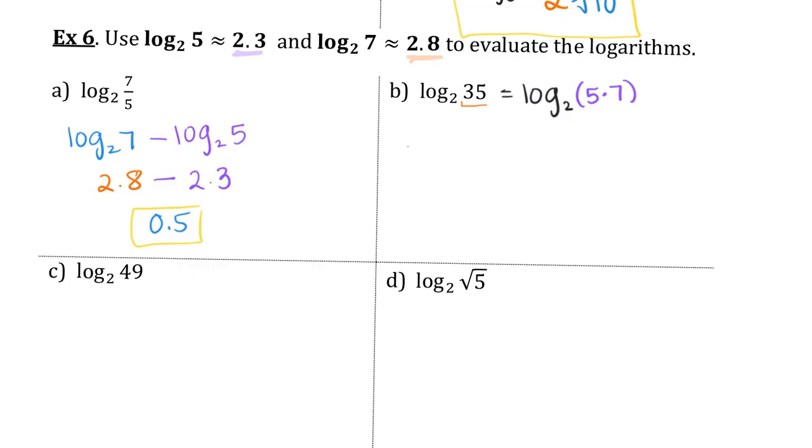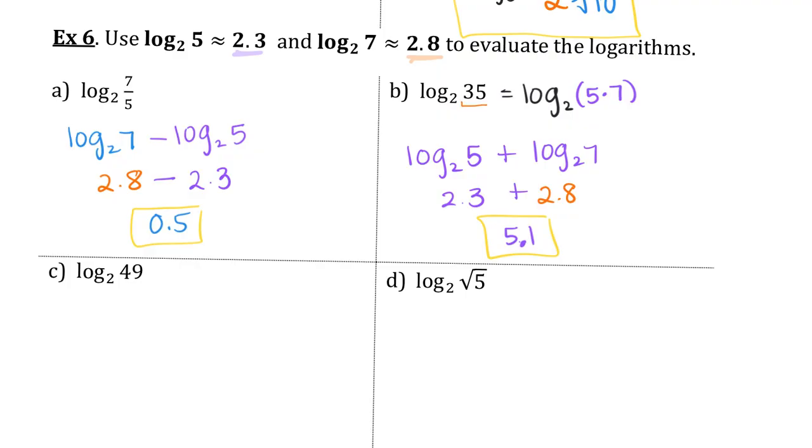So this is going to be the log base 2 of 5, and since they're being multiplied, I add log base 2 of 7. Now I can substitute. The log base 2 of 5 is 2.3 because they gave it to me. The log base 2 of 7 is 2.8 according to what they gave me. Then I'm going to add them up and I get 5.1, I think. So according to what they gave me, this is my approximate answer.